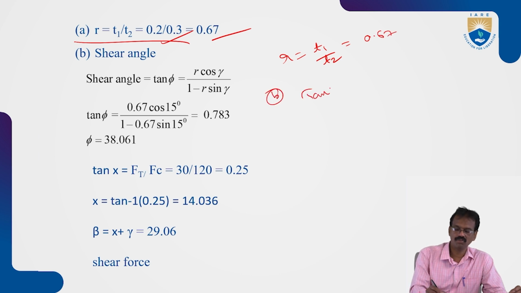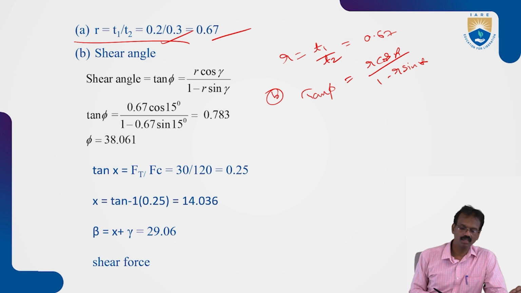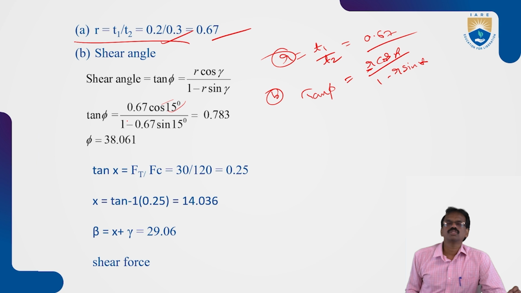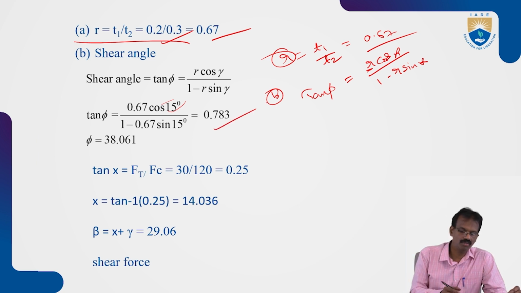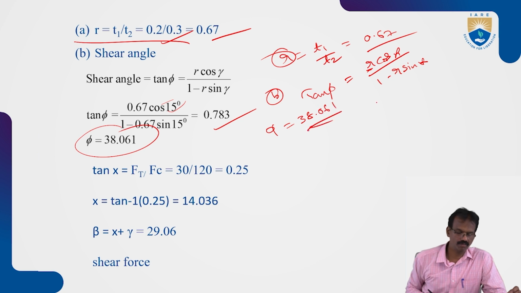Shear angle, you know the formula we already derived in the previous class. Tan phi is equal to R cos alpha by 1 minus R sin alpha. Alpha or gamma, anything, that is the rake angle. You know that R value, the chip thickness ratio, is 0.67, and gamma is the rake angle. So tan phi equals 0.67 cos 15 by 1 minus 0.67 into sin 15. From this you can find out the shear angle, phi is equal to 38.061. So this is the value.